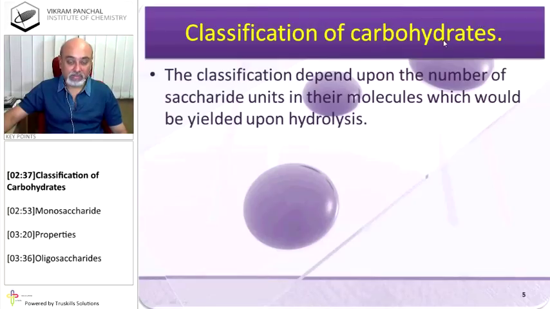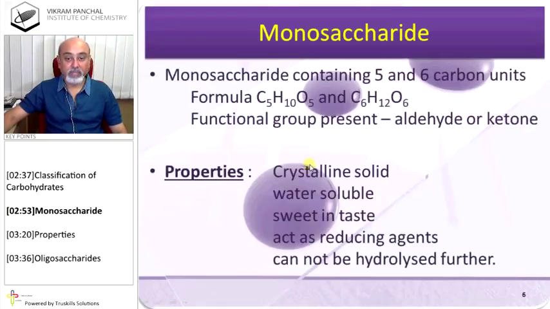Classification of carbohydrates. The classification depends upon the number of saccharide units in their molecules, which would be yielded upon hydrolysis. Monosaccharides contain 5 and 6 carbon units. The formulas would be C5H10O5 and C6H12O6. The functional groups present in carbohydrates are either aldehyde or ketone, and alcohol.